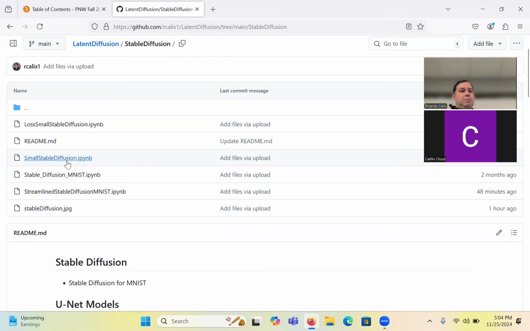Okay. Small stable diffusion, we covered this one last week, if you remember, and I just printed some images, right? And we were looking at an image and how it's being perturbed, which is basically the idea of adding noise. Okay, so that we've covered. Stable diffusion MNIST, this is the code that I provided to you initially. And I added this one called Streamline Stable Diffusion. So basically, this is everything that you need for the conditional MNIST.